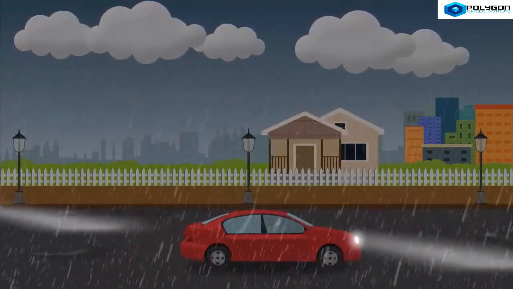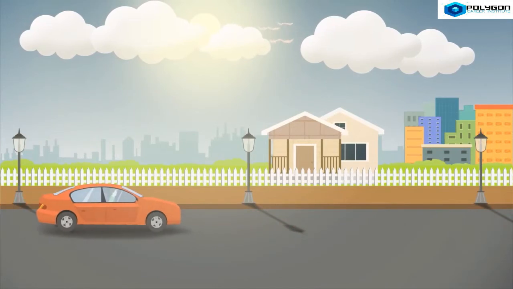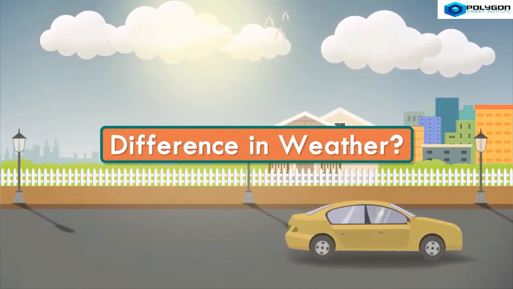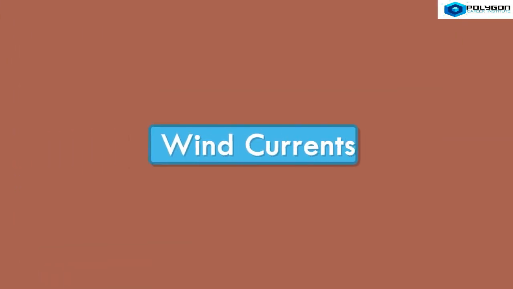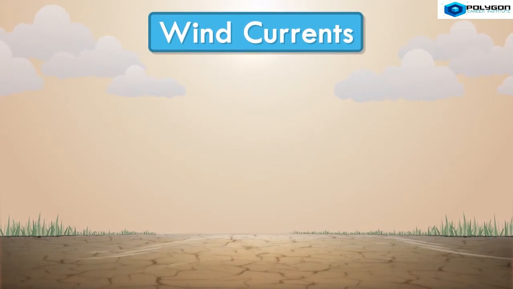Monsoon season. But on some days, we find that the weather is bright and sunny as well. Do you know what causes difference in the weather of a particular area? Out of the many factors, wind currents is a major influencing factor that can lead to the change of weather in a particular area. Let us get to know about wind currents in a bit more detail.